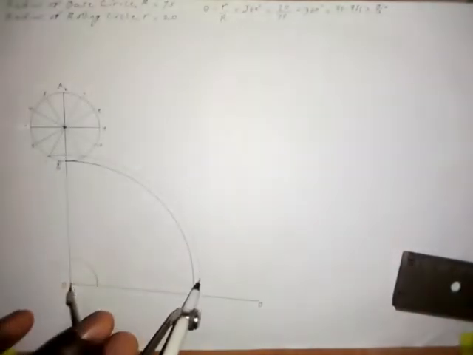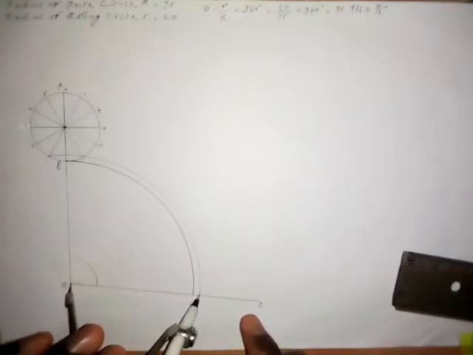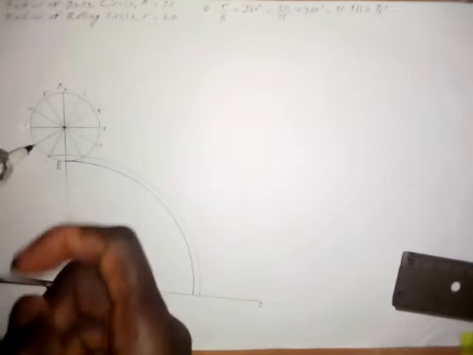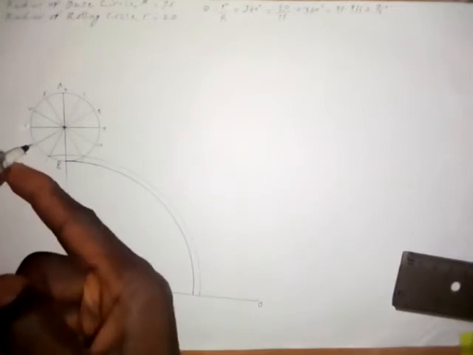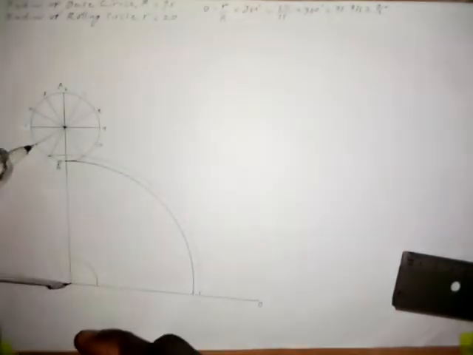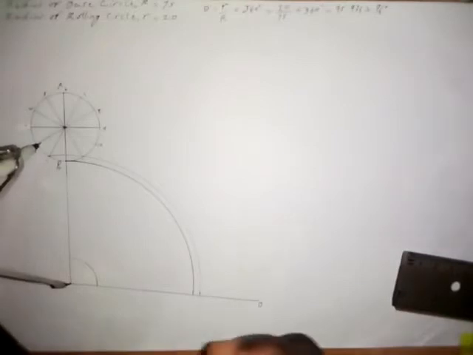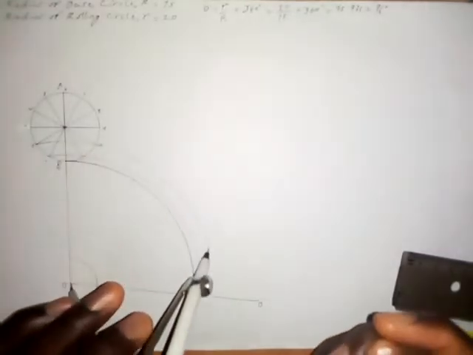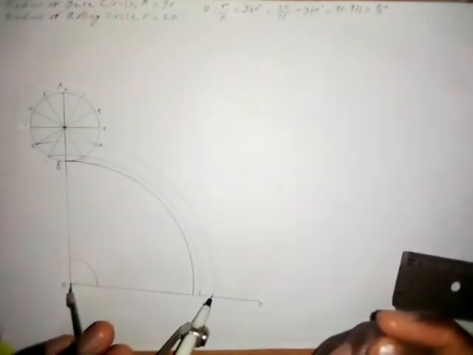So draw an arc. When you touch line OB, stop it there. The next is 2 and 10. Points 2 and 10 on the circle are the same distance on the circle, and you draw an arc like this. When you touch line OB, stop it there.